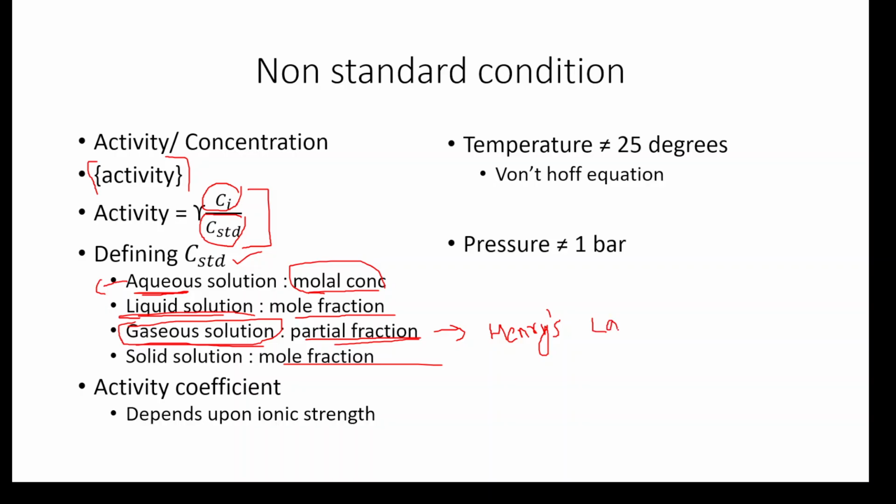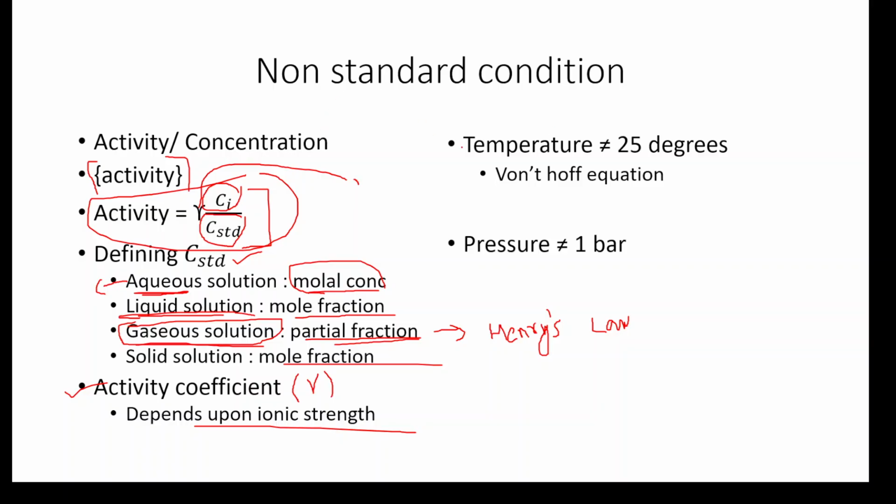So the activity coefficient multiplies the concentration, and this whole thing is the activity. This sign is called the coefficient of activity, and it depends upon the ionic strength. If the solution is very dilute, then activity will be equal to concentration. If not, then activity will be lesser than concentration.